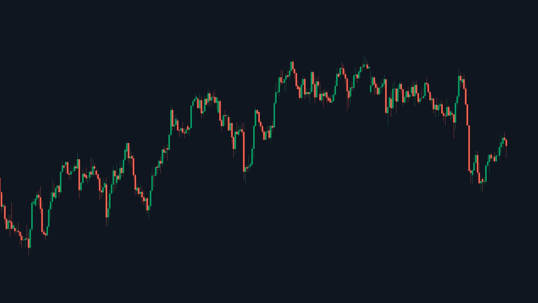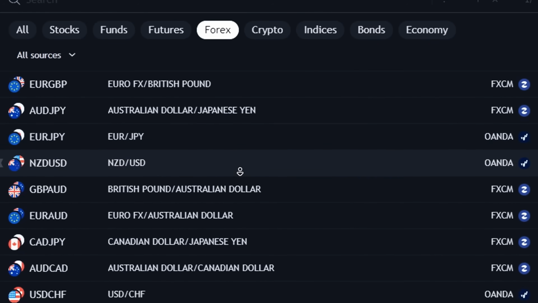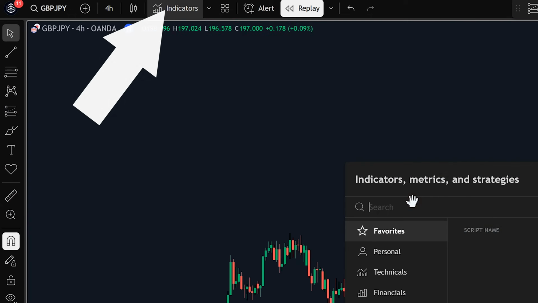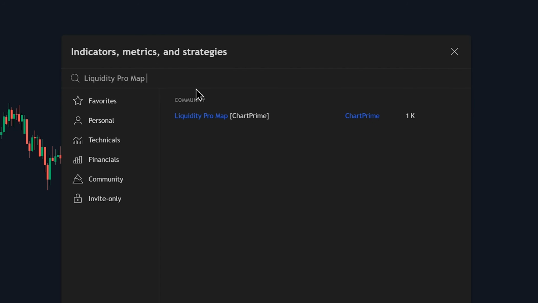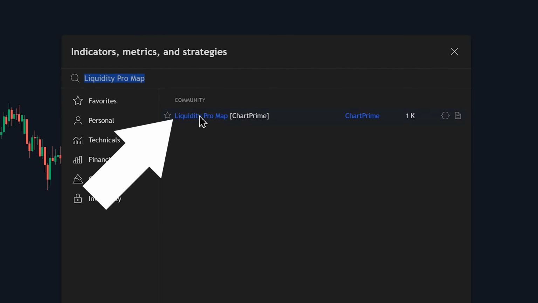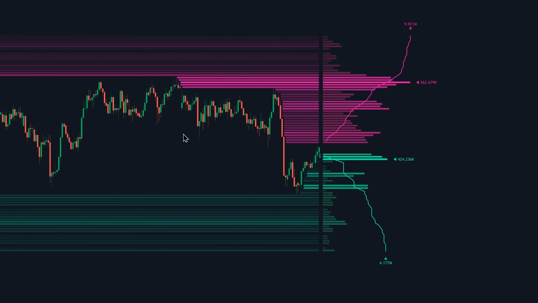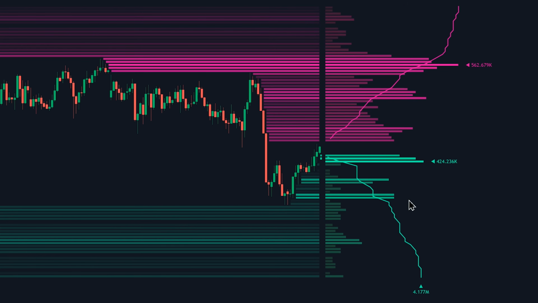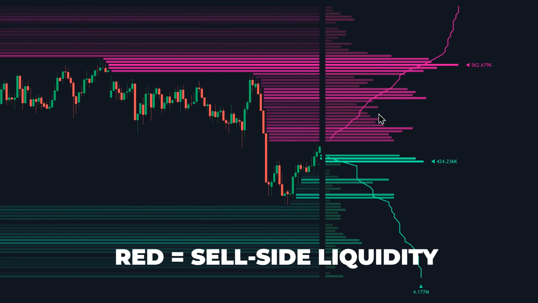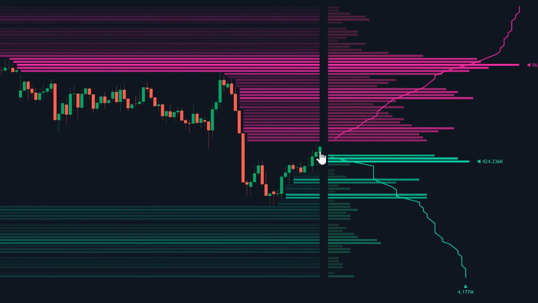Next, you want to load any market and time frame you like, click on Indicators, then type Liquidity Pro Map. It's going to be this one by ChartPrime. Add it to your chart, and you'll immediately see mirrored liquidity profiles appear on the right, green for buy side, red for sell side, with clear, readable shelves.